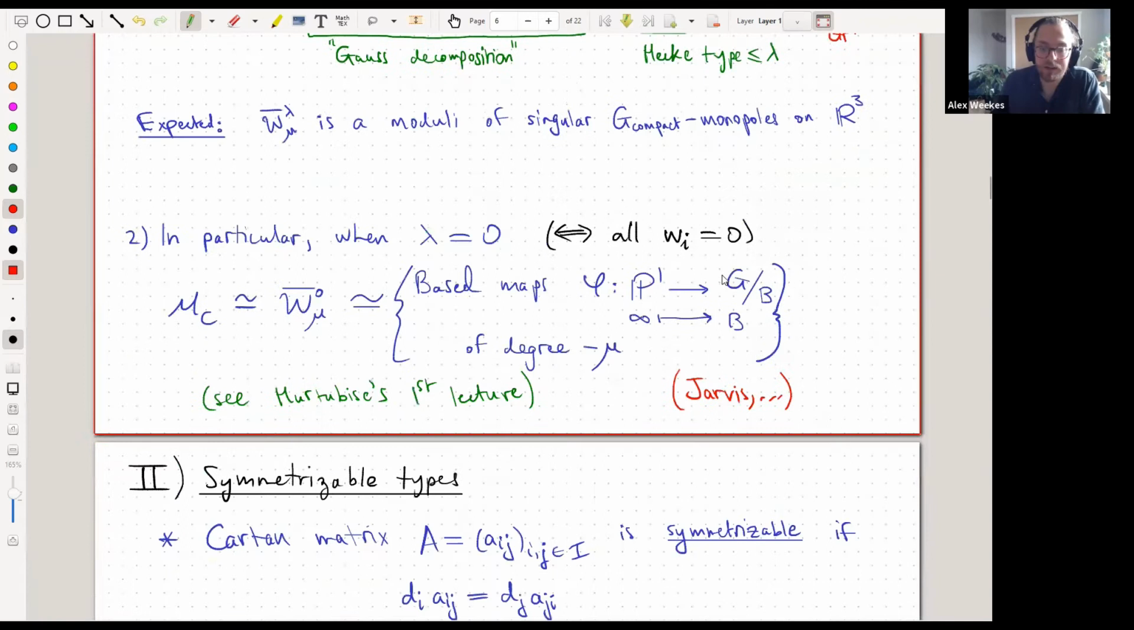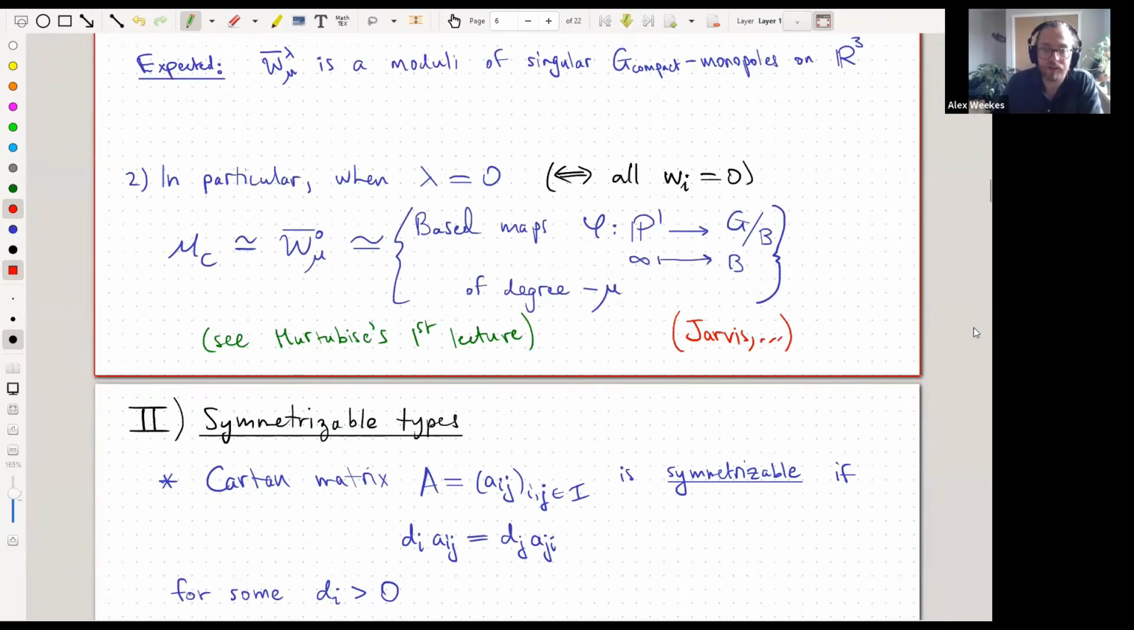Okay, so to move on, I'd like to talk about symmetrizable Cartan matrices, because this is the required input data for our construction. So let me remind you, or introduce this notation of what it means for a Cartan matrix to be symmetrizable. It means that you can find these positive integers di such that when you multiply by them, the Cartan matrix becomes symmetric. So you get this equation here.